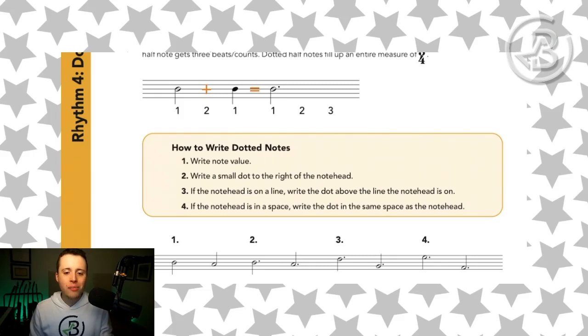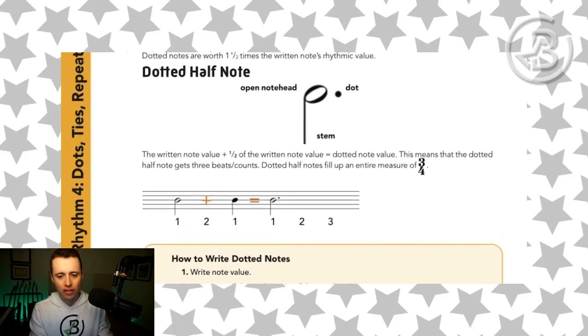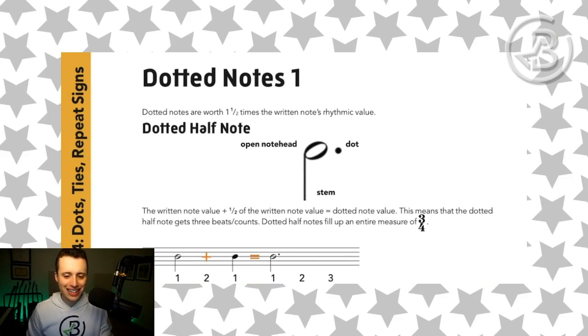Welcome to Rhythm 4. We're going to start off by talking about dotted notes, specifically the dotted half note, and the dotted half note is the only dotted note you're going to have to worry about for this entire course and this entire level 1, all the books, all the work pages. We're only ever going to be looking at a dotted half note. There are other dotted notes, but we're not going to worry about those for now. So let's look at how we make a dotted half note.